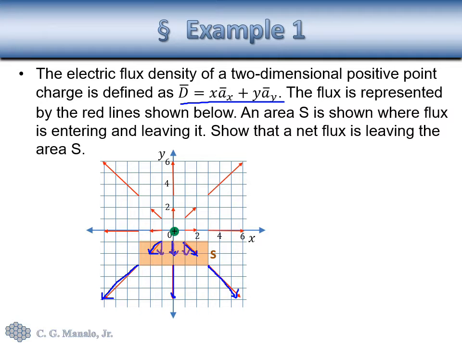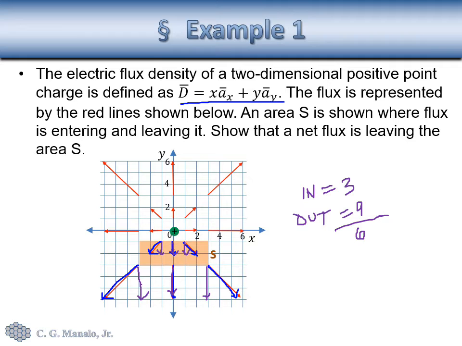Here we have about 3 units that are entering. Into the area we have 3 units, and the units leaving the area are these lines here, here, and here. So this is 3 units, 3 units, 3 units. There are 9 units that are coming out of the area. So we have a net going out of the area S of 6 units.